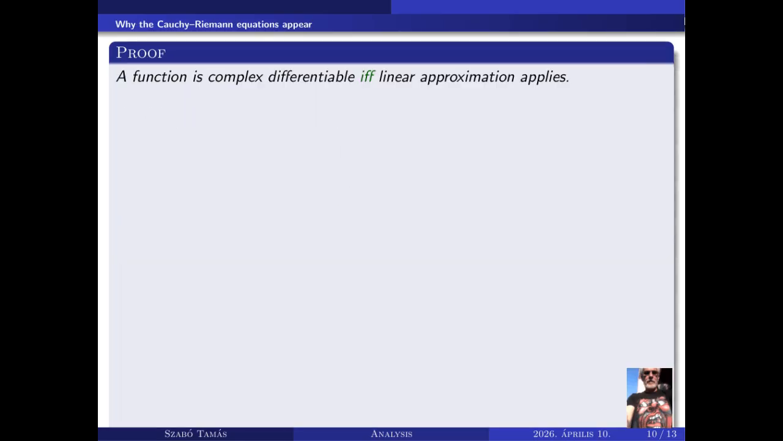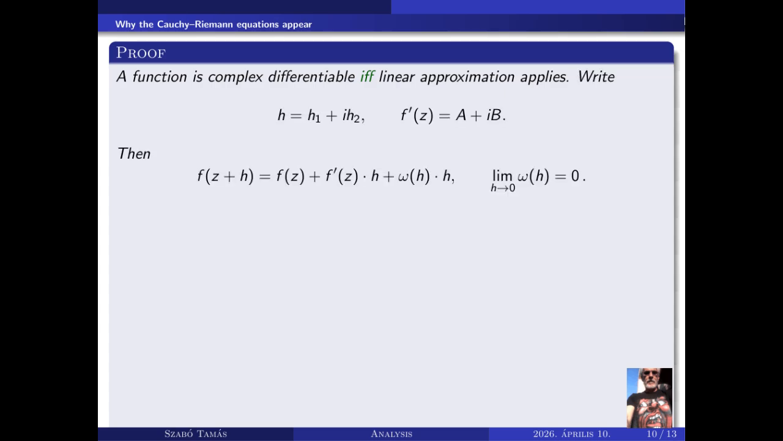Why the Cauchy-Riemann equations appear? A function is complex differentiable if and only if linear approximation applies. Write h = h₁ + i h₂ and f′(z) = a + ib. Then f(z + h) = f(z) + f′(z)h + ω(h)h, and the limit of ω(h) is 0 as h tends to 0.